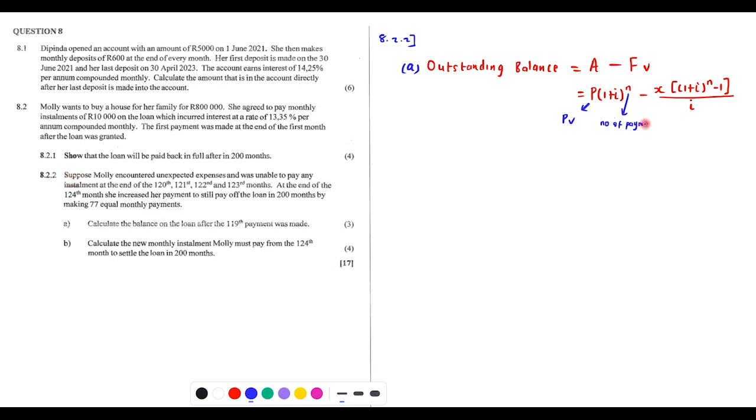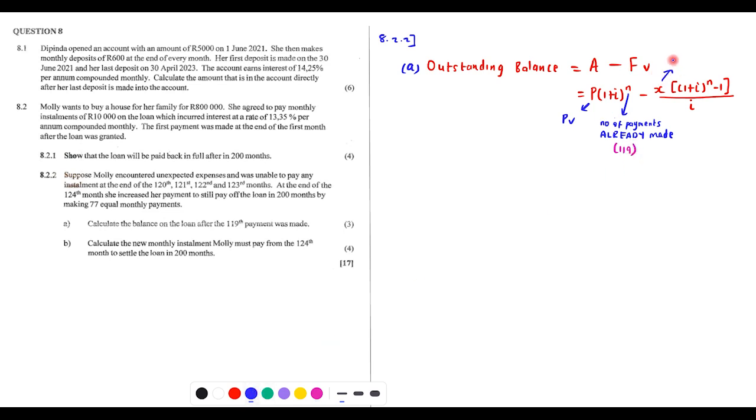Already is the key word, already made. Now if I'm asking you, for example, how many payments has Molly already made here, we can see she has already made 119. So it means it's 119 payments. Right, now what is X there? X is still the 10,000.